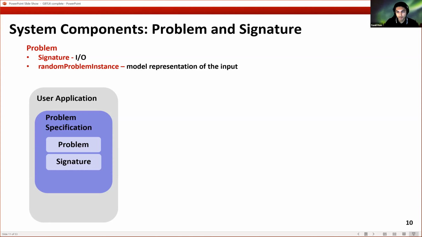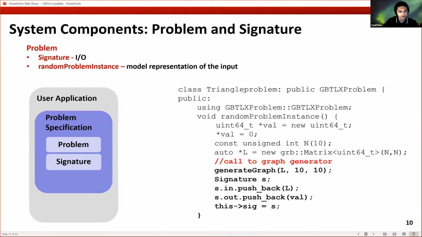And then this trace file will be passed to our code generation system for analysis. We'll see that a little later on. As you can see by this example here, we have the function random problem instance in front of us, and we call an external graph generator to create this representative input graph, which we then pass to our signature object. And this will then be called to do the actual trace file generation.